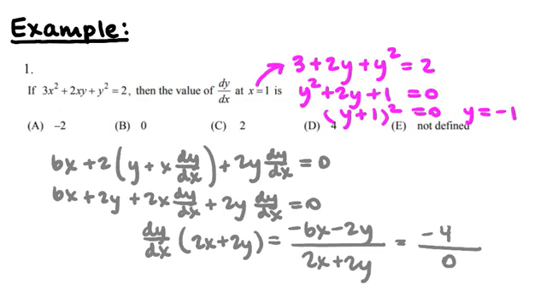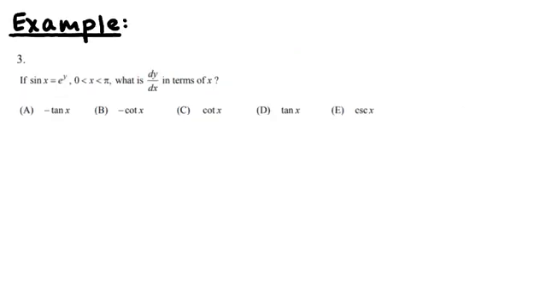Which answer choice should I choose? Yeah, not defined. -4 divided by 0 is not a real number. So dy/dx is not defined. That's pretty rare, right? Usually the last answer choice is something like 'does not exist' or 'none of these,' or whatever. And the last example I've got for you is kind of a nice one.